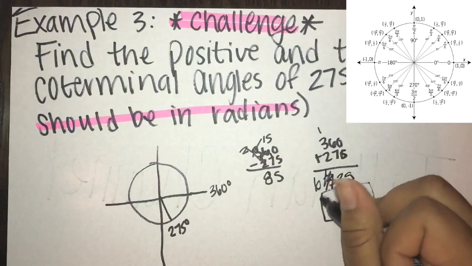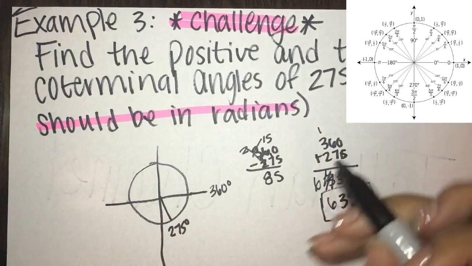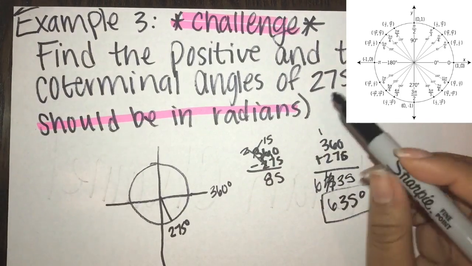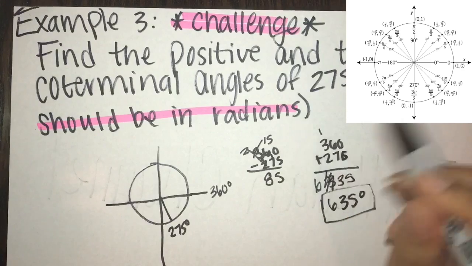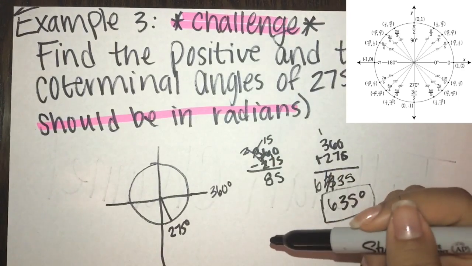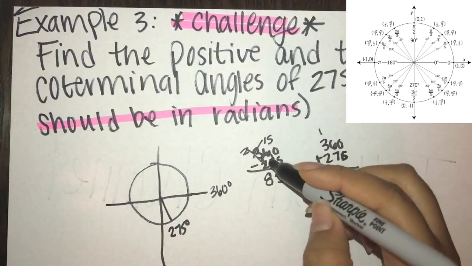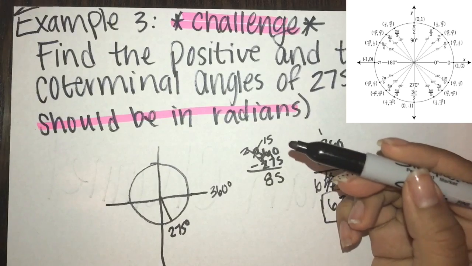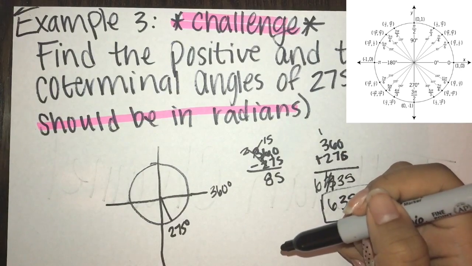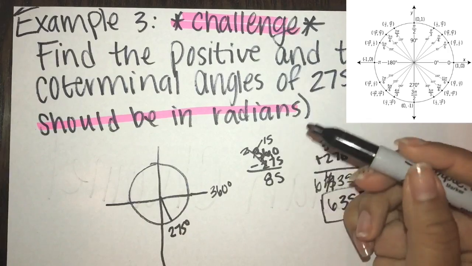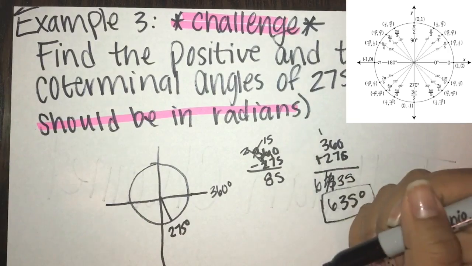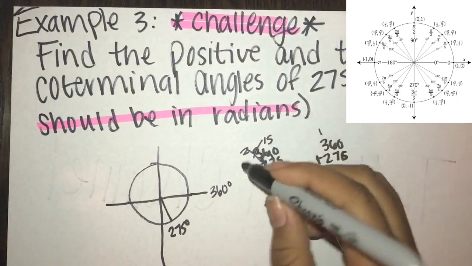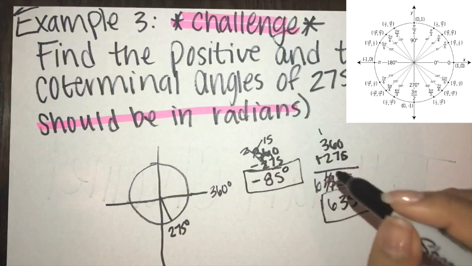So one of the answers would be 635 degrees as the coterminal angle of 275 degrees. And this is only the answer for now, but later we will change it into radians since that is what our problem is asking for. So since we did 360 minus 275, really we were imagining it as negative 360 plus 275, seeing as we need both positive and negative. So this would just be negative 85 degrees. So these are our degree answers.